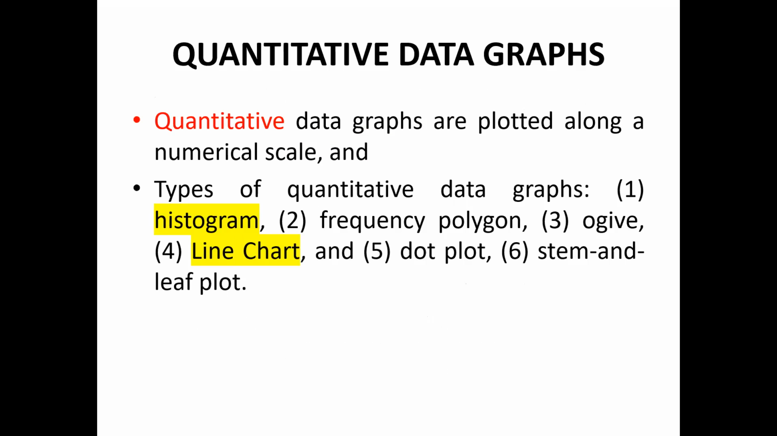Quantitative data graphs are plotted along a numerical scale. So when you have numerical values and you draw a graph, those graphs are called quantitative data graphs. What are the types of quantitative data graphs? First is histogram, then you have frequency polygon, then you have ogive, then you have line chart, dot plot, and stem and leaf. So these are the types of quantitative data graphs.